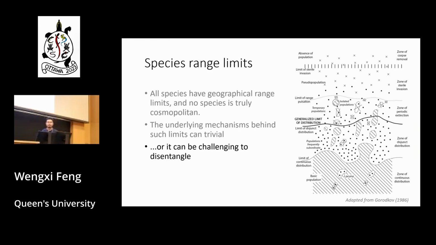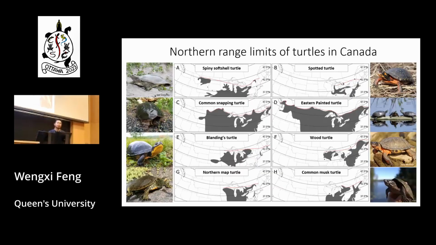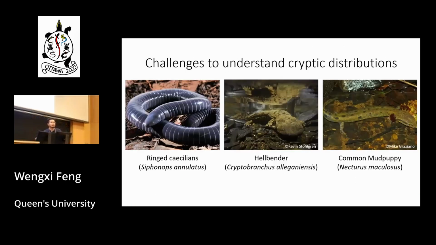So it's not surprising that for the turtles in North America, we have 8 species of turtles or 9 species, depending on how you define the map turtle, but all the turtles in Canada reach about 45 degrees north in their range limits. And to understand the limits of a certain species, an actual understanding of the distribution is very important, because if you don't have a clear understanding of the distribution, the limit comes from nowhere. That is not surprising for a lot of cryptic species. If you don't have a well-documented distribution, all the things I'm going to talk about will make no sense.